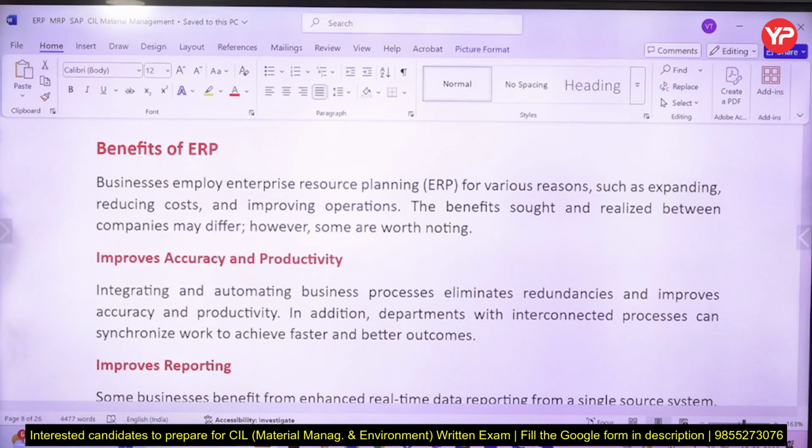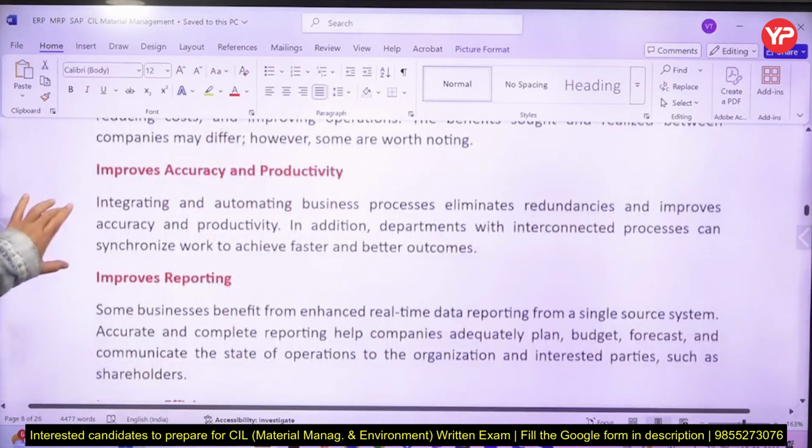The main benefit which we see is, obviously, I want to expand my business, improve the operations, reduce the cost. So let's see the headings. If not in detail, at least the headings you should revise.